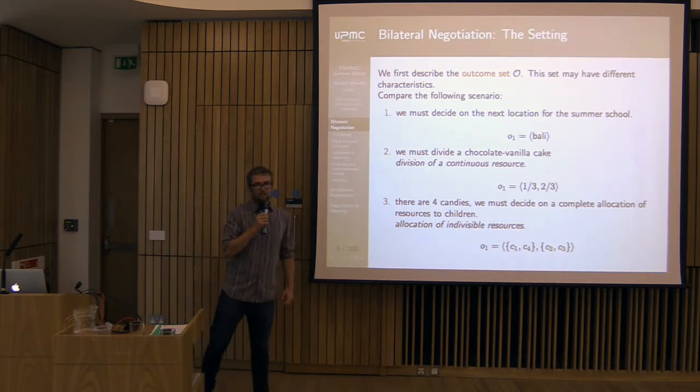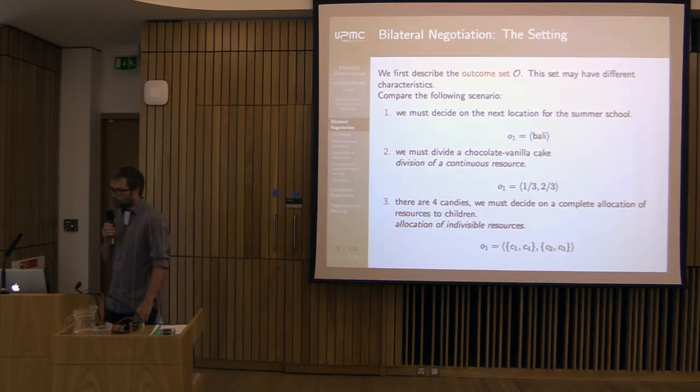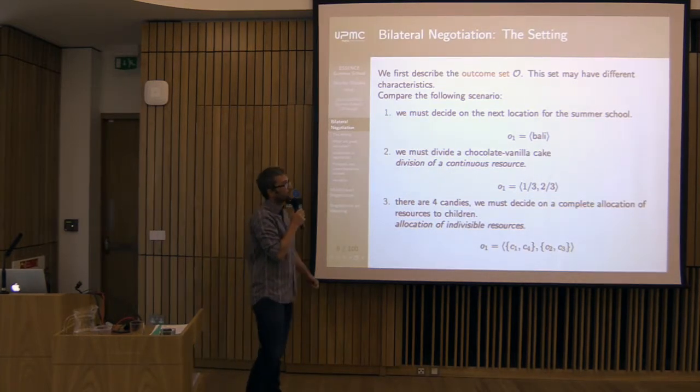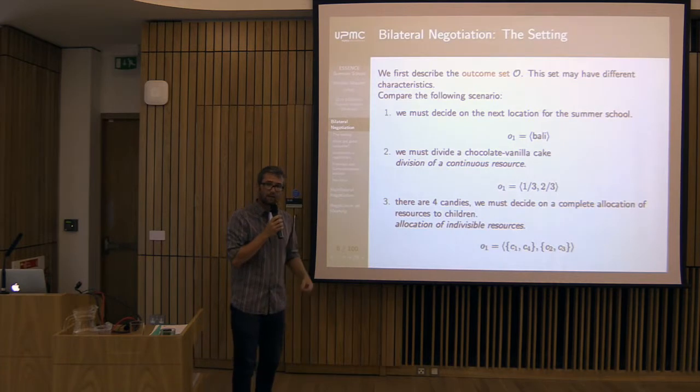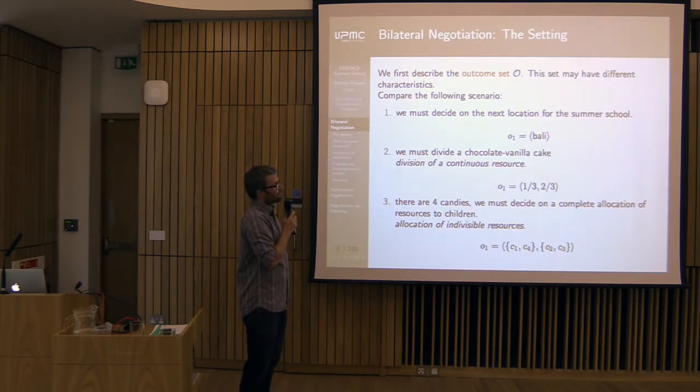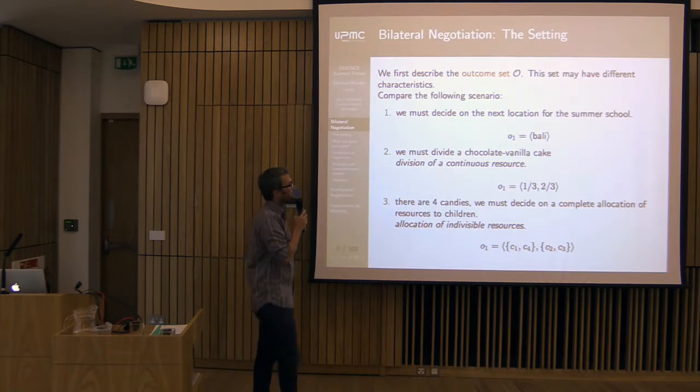So, the setting. When we negotiate, you negotiate over an outcome set. Okay? What does it mean? It means that you have different outcomes that can happen. And this outcome set has a structure. But it can be very different, okay? It can be very different.